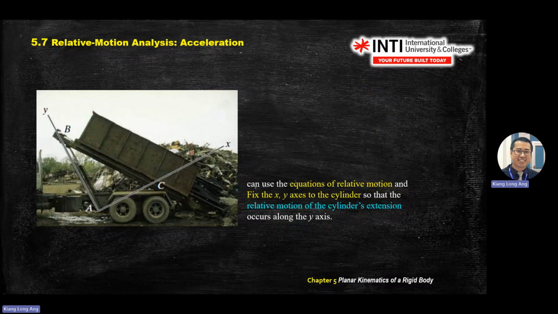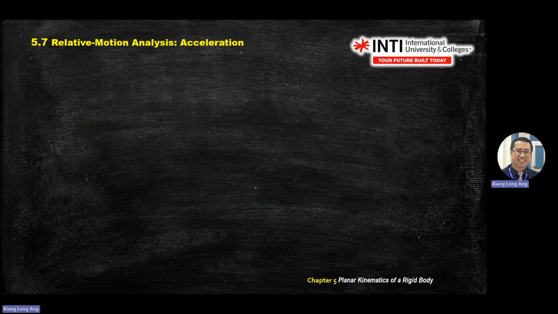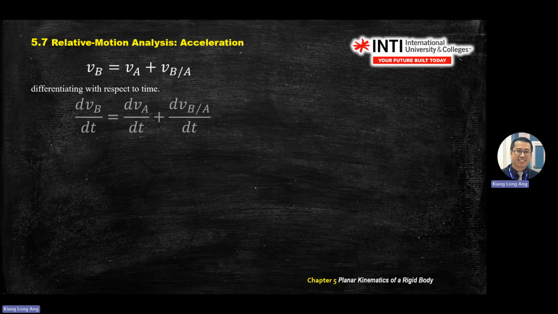Relative motion, this one is acceleration. It's the same. When you talk about acceleration, it's the time differentiation of velocity. So, same as what we introduced, VB equals VA plus VB stroke A. When you want to find acceleration, you time differentiate the velocity equation. You get what you see on the screen here: aB equals aA plus aB stroke A.